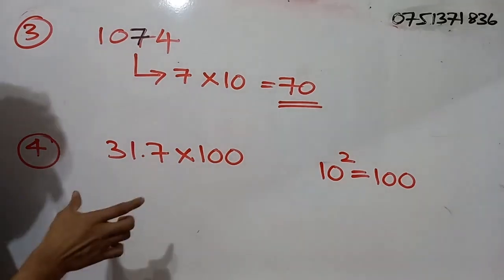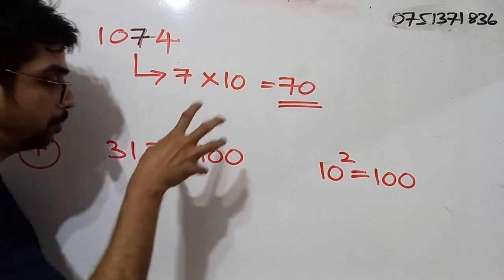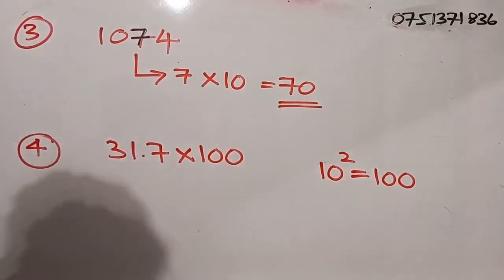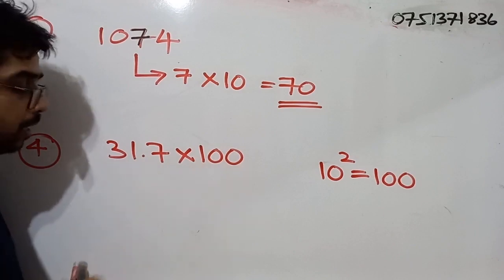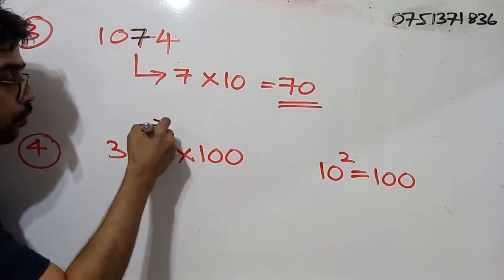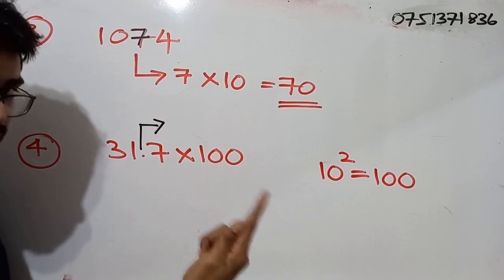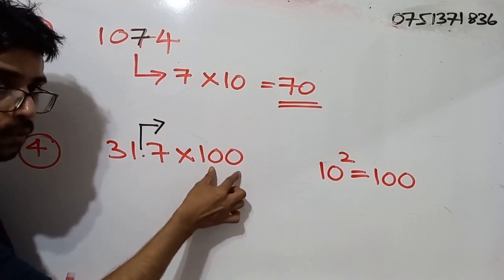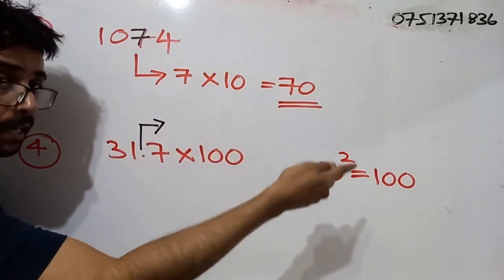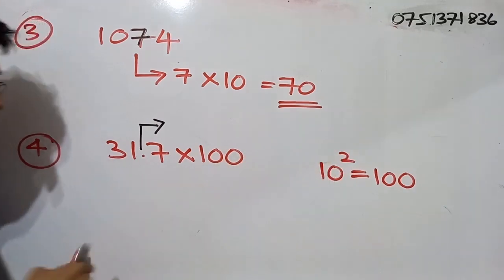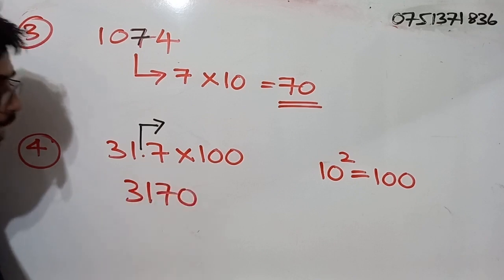Right? So what do we have to do? We have to multiply a decimal number by a power of 10. When we multiply a decimal number by a power of 10, what happens? This decimal place moves to the right side. How many places? 2 places. How do we know? That's a shortcut. 100 has 2 zeros, no? So this decimal point moves to the what direction? Right side. How many places? 2 places. So finally what will be the answer? 3170.